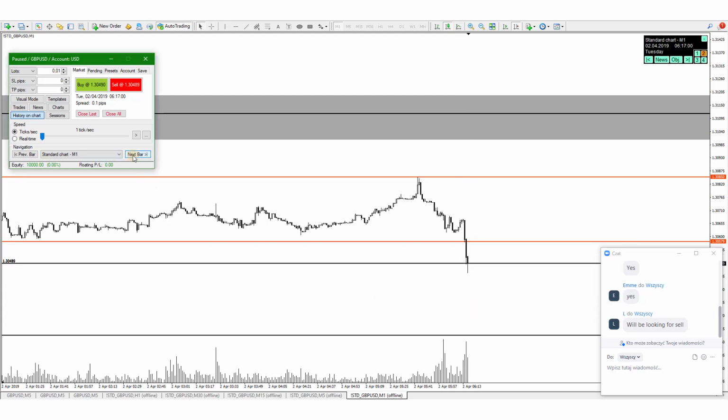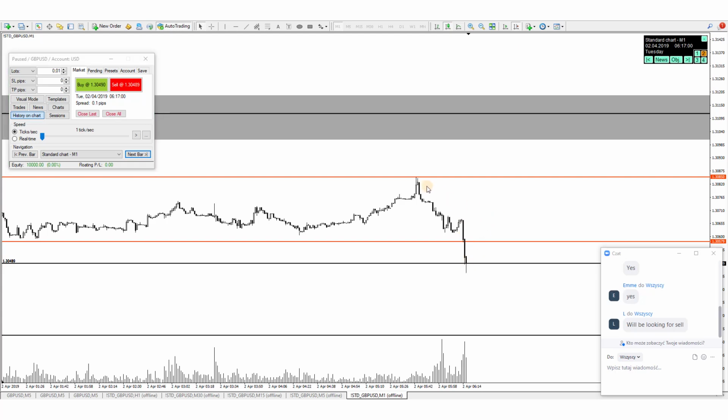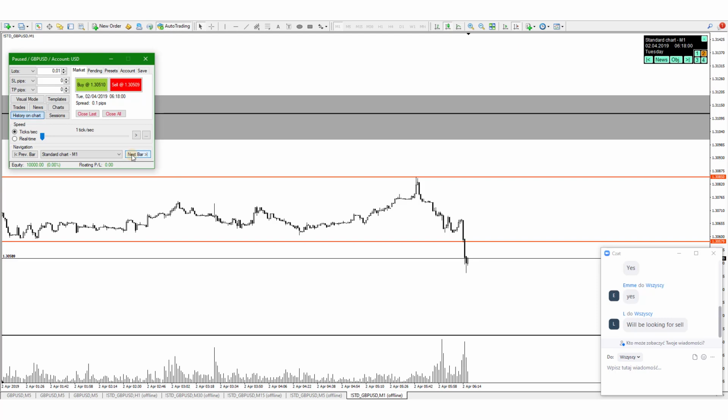Yeah, let's wait, guys. If the price will give any signs that want to break this leg out, I would be looking for a buys, but yeah, nothing sure for now.